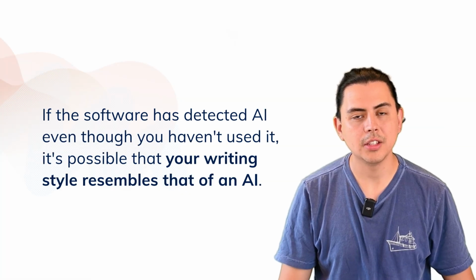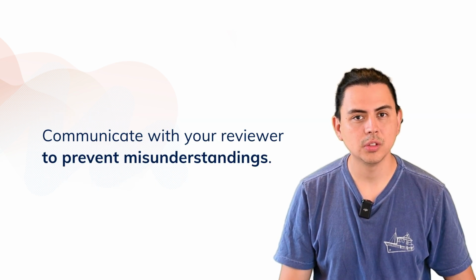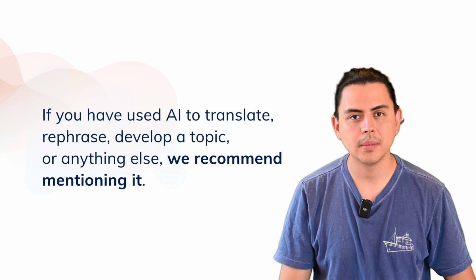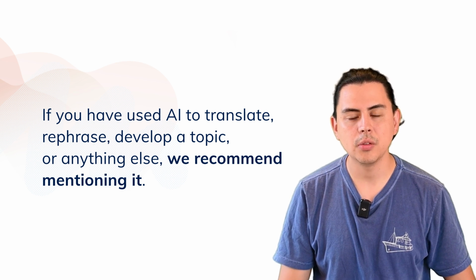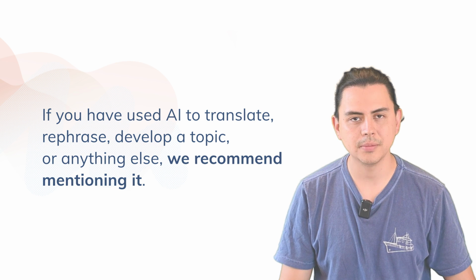If the tool has detected AI, even though you haven't used it, it's possible that your writing style resembles that of an AI. In this case, communicate with your reviewer to prevent misunderstandings. If you have used an AI to translate, rephrase, develop a topic, or anything else, we advise you to mention it and make sure that it corresponds to academic expectations.